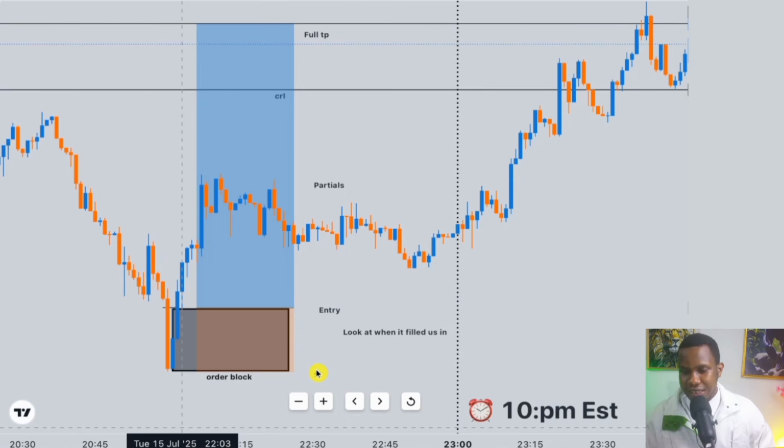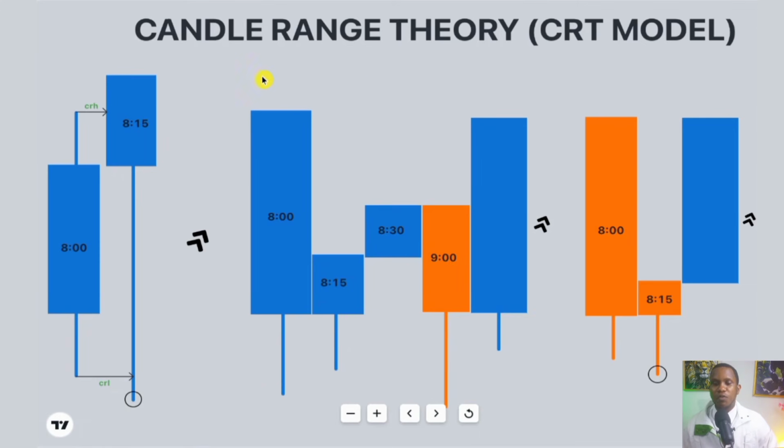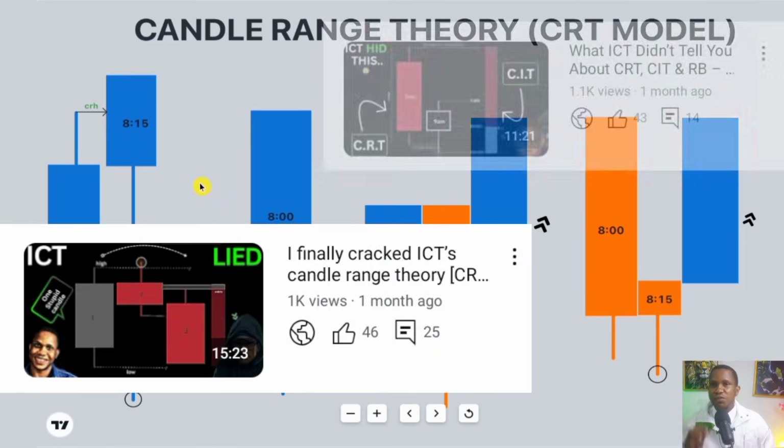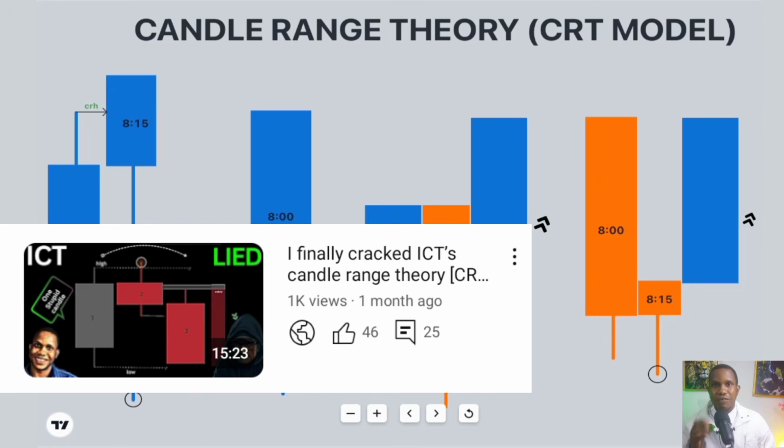Most important thing, look at the time this fed us in. This is 22:03. Something to use to improve our win rate is understanding our candle range theory model from the 15 minutes time frame. If you've not watched my candle range videos, start from the basics, watch I finally cracked the ICT candle range theory to understand this concept more.